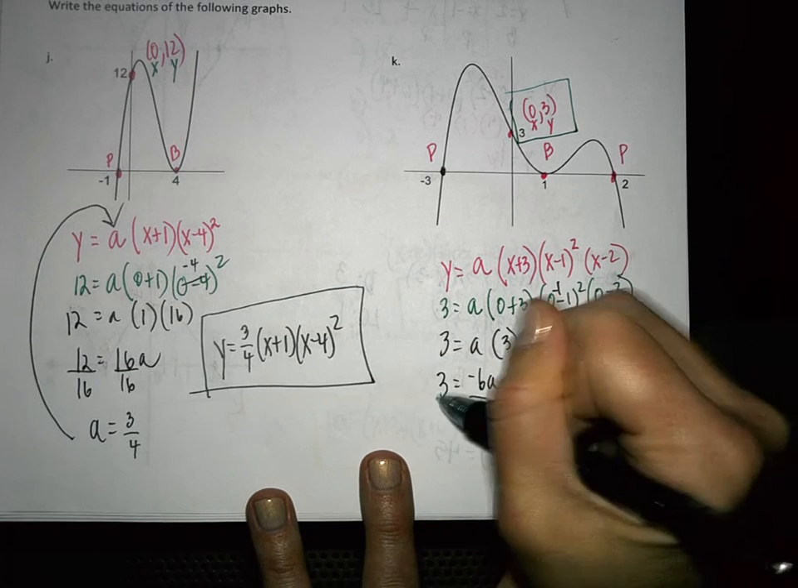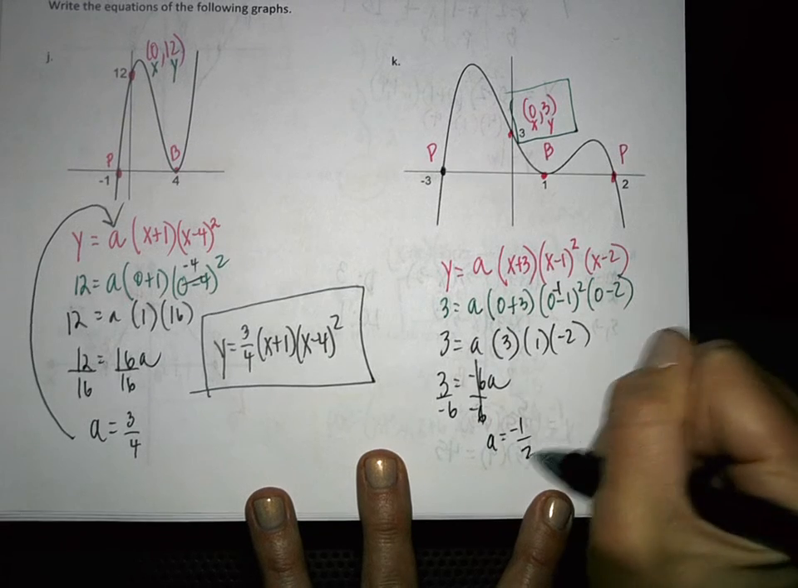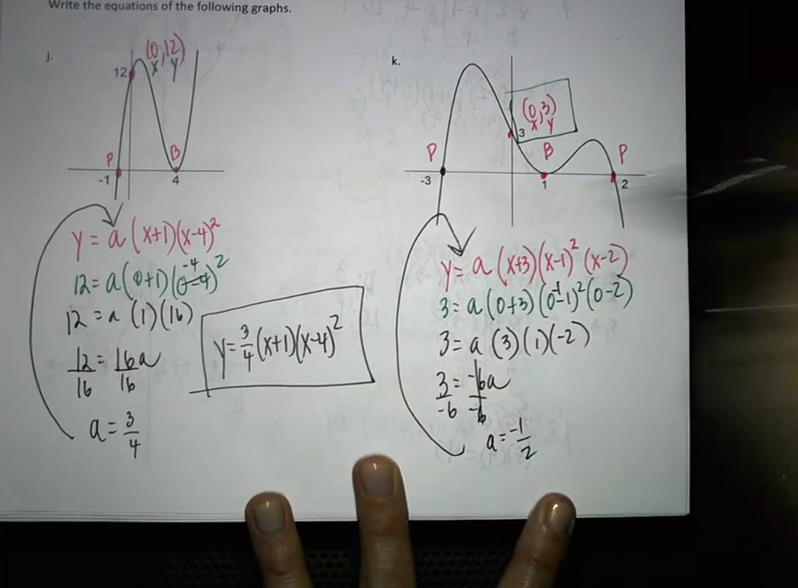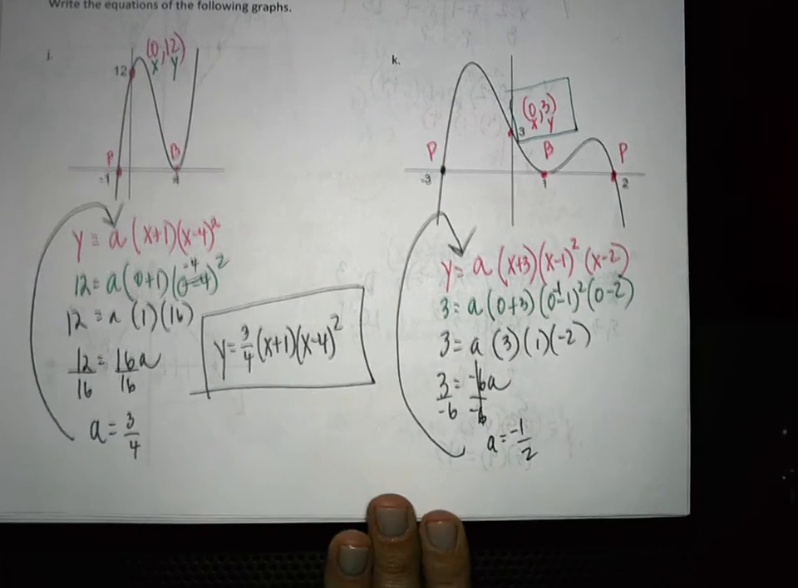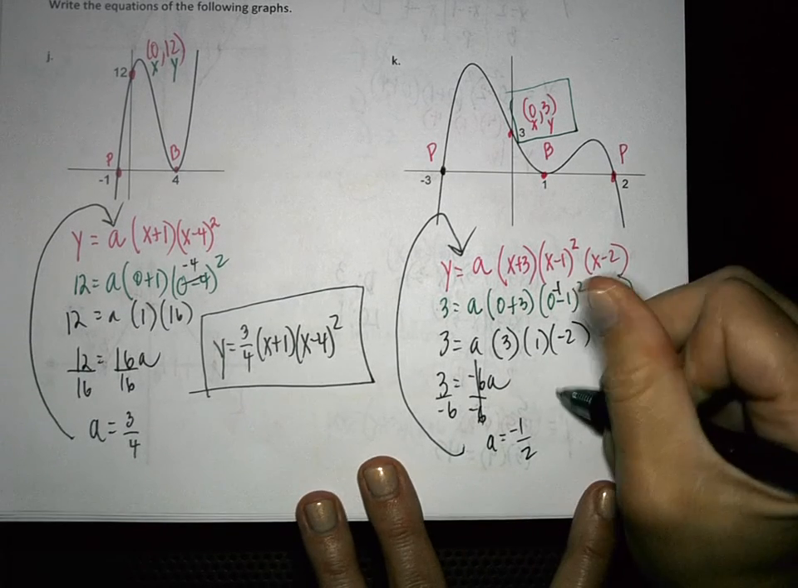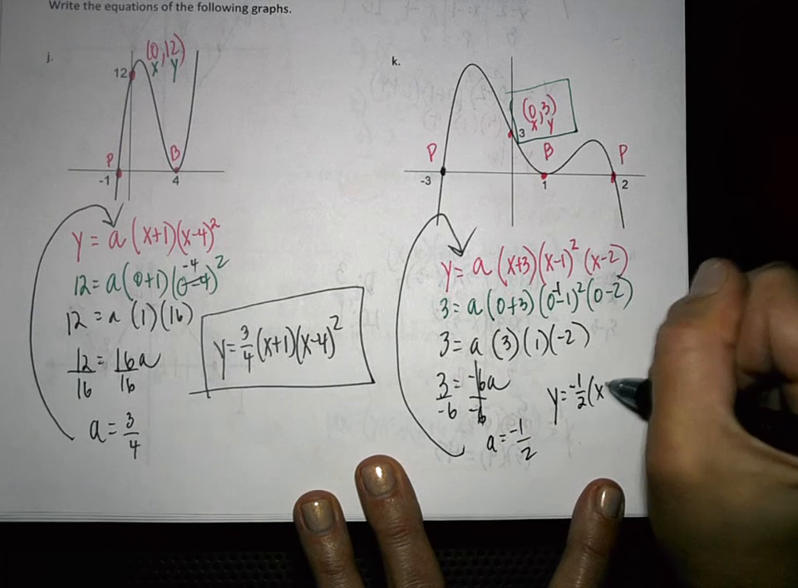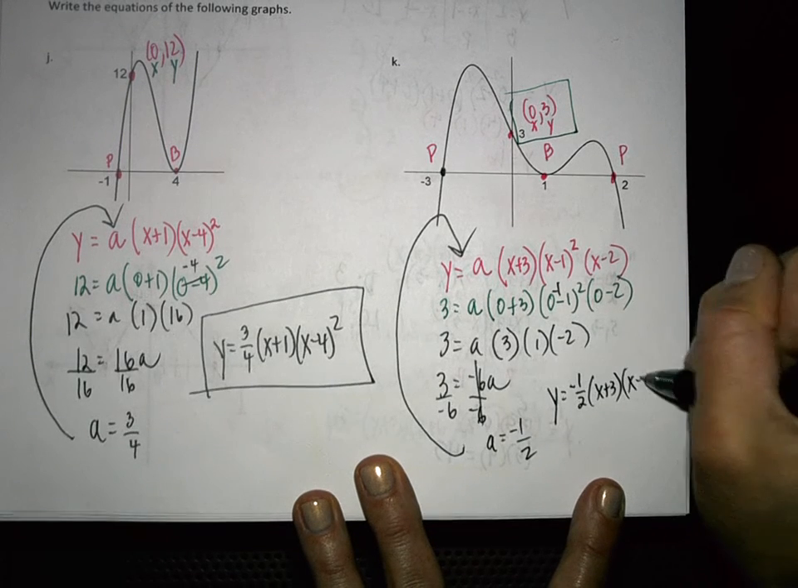And so A equals what? Negative 1/2. Does it make sense that it's negative? Yes. Going down. Very good. So my equation is y equals negative 1/2 times x plus 3 times x minus 1 squared times x minus 2.